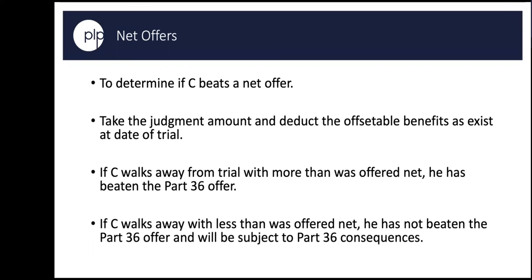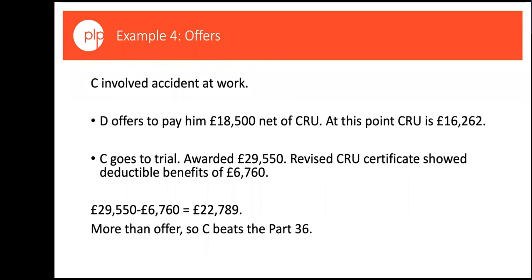So I've talked a fair bit about what the rules are and how it works, and we then turn to some examples. By way of example, you've got the claimant who is involved in an accident at work. The defendant offers to pay him £18,000 net of CRU, and at that point, the CRU is £16,262. The claimant goes to trial and he's awarded £29,550. Don't worry, I don't need you to get your calculators out. I've done the maths for you at the bottom here.